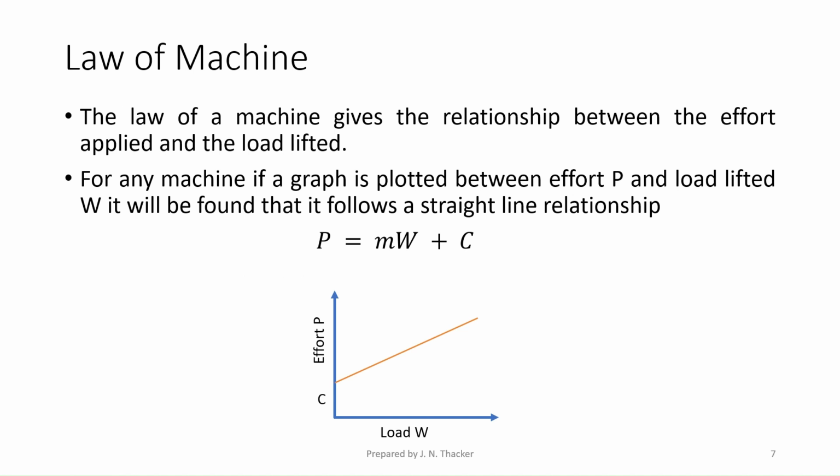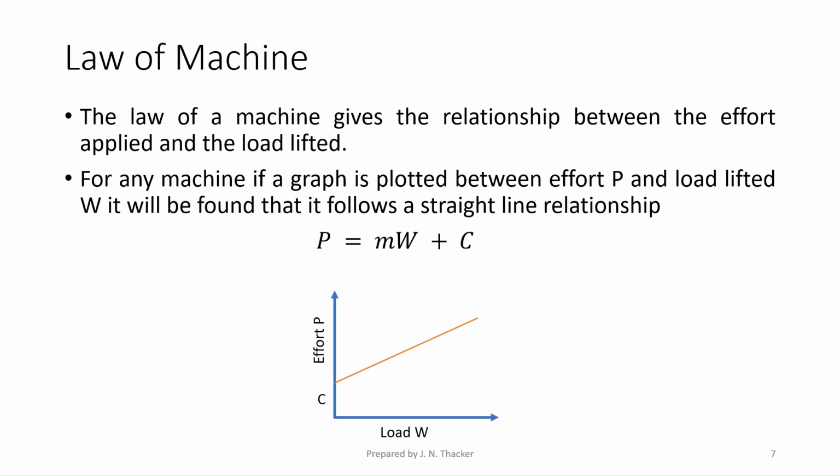And on the y-axis we have effort P, and on the x-axis we have load W, right? So the equation for this line will be P is equal to mW plus C, similar to y is equal to mx plus C. Now here m is the slope of this line, which will be your coefficient of friction, and C is the initial friction that we need to overcome before any load is lifted, right?